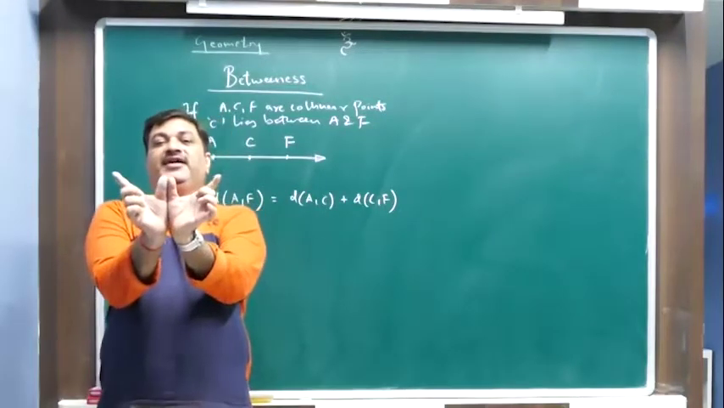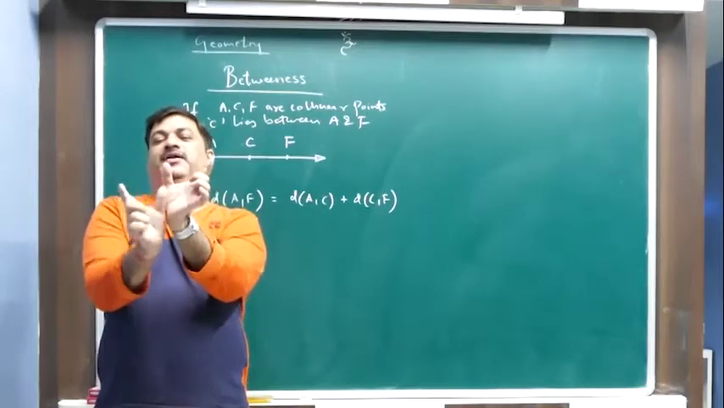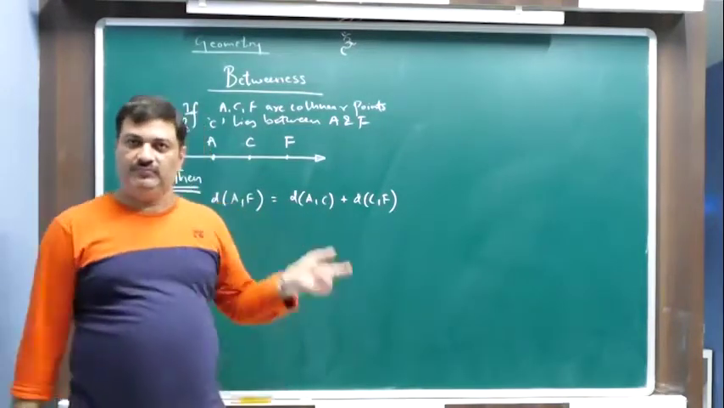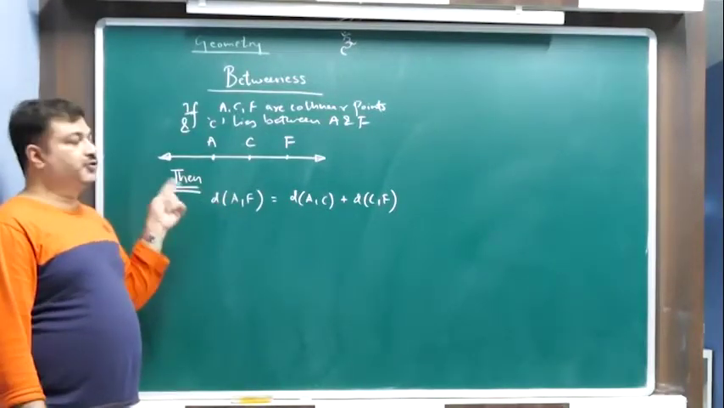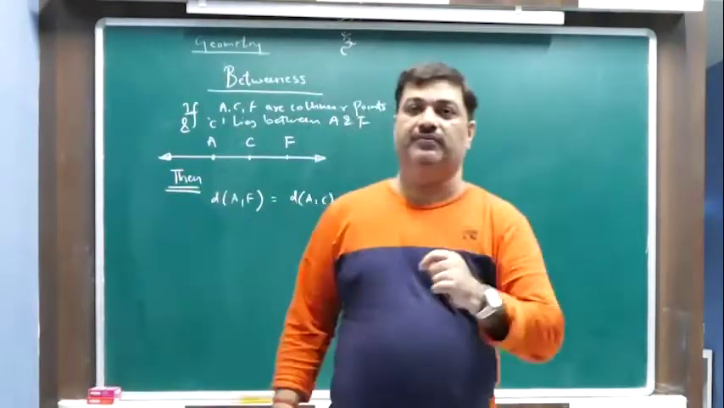So what are you doing basically? Two sticks lying side by side, what is the total length of the stick? First part of the stick plus second part of the stick, that will give you the total length of the stick. That is what betweenness is. So this is the betweenness property you have to remember very carefully, thoroughly.